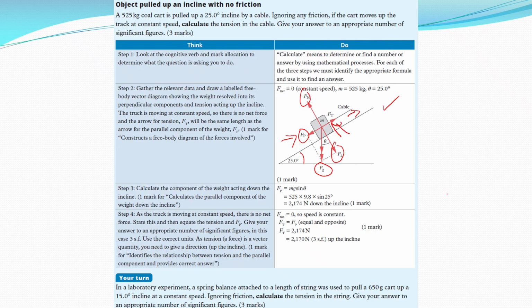So I need to know my parallel force. Mass times g times sine theta is the parallel component of the weight falling down the slope. 525 is the mass times g times sine 25, 2,174 newtons. Now I know the net force is constant. That's what I said before. So therefore, the tension and the parallel force must be equal and opposite to each other. So the tension is the same magnitude, just up the slope.